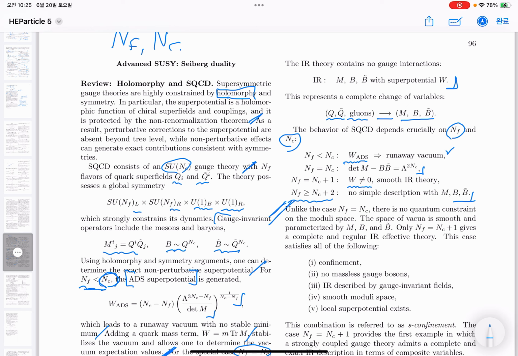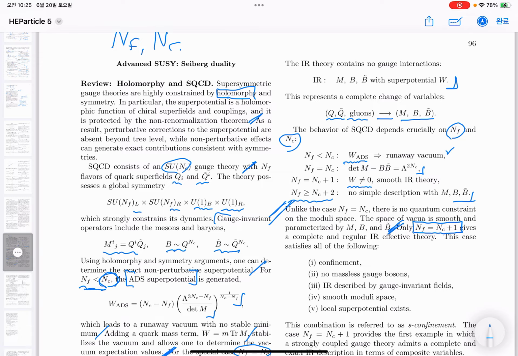Unlike the case of N_up equal to N_C, there are no quantum constraints on the moduli space. And the space of the vacua is smoothly parametrized by all the confinement operators. So the N_up equal to N_C plus 1 case can give a complete and regular IR effective theory.